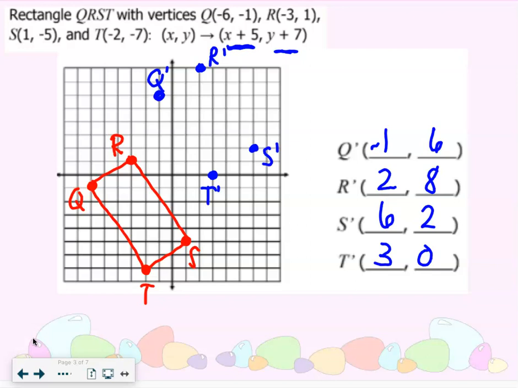All right, so we just graphed our image. And now what's nice about translation is there's an easy way to check if our ordered pairs are correct. So if I look at Q here, and I look at where I started, if I take negative 6 plus 5, I should get negative 1. If I take negative 1 plus 7, I should get 6.